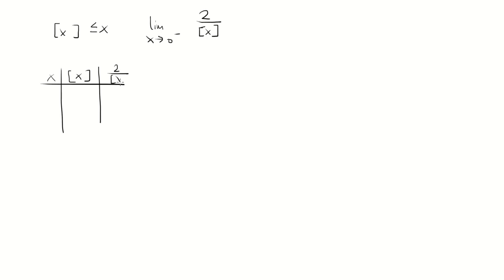If the integer part of x represents the greatest integer that is less than or equal to x, then find the limit as x approaches 0 from the left of 2 over the integer part of x. So the best way to do this is to graph it, and we're going to use a table. So let's start with x, and then integer part x, and then 2 over integer part x.